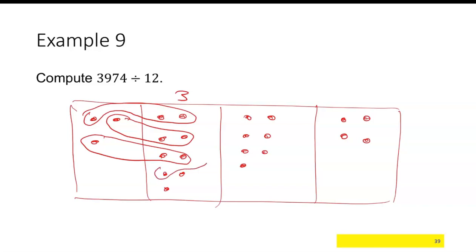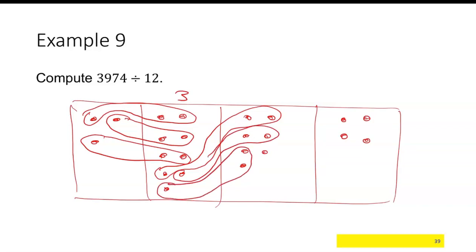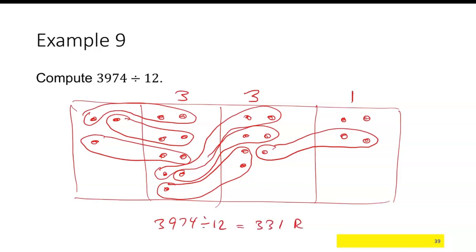Now I take one dot matched with 2 in the tens place. There's one group of 12. Here's another group of 12. And let's do one more group of 12. I can form 3 groups in the tens place. Now I take this one with 2 dots in the ones place. I can make one more group. So it looks like 3,974 divided by 12 is equal to 331, and then I have 2 left over.